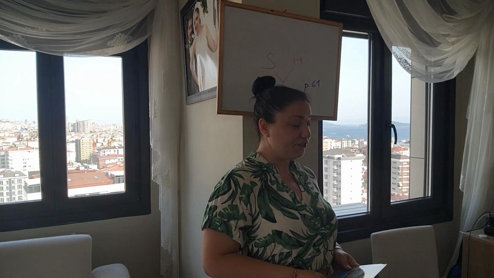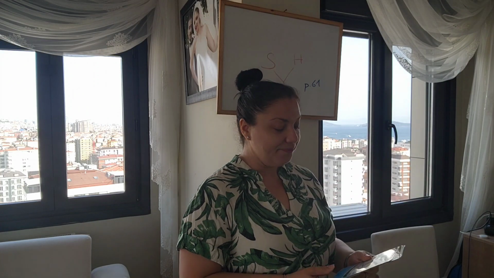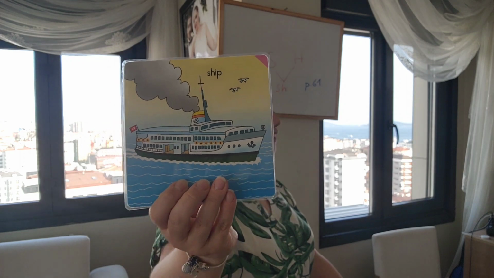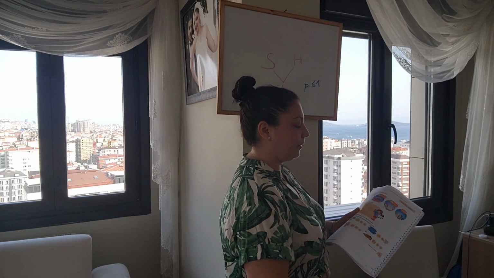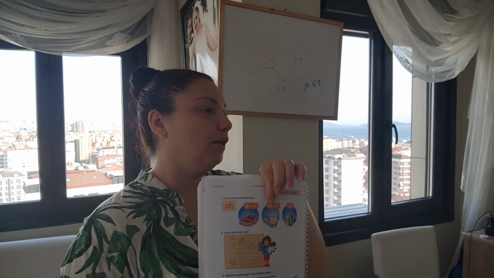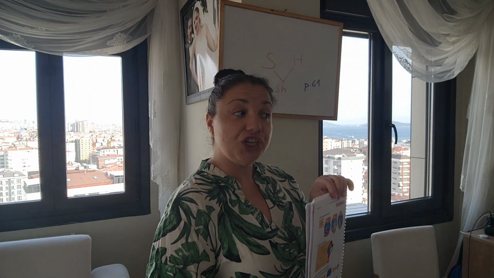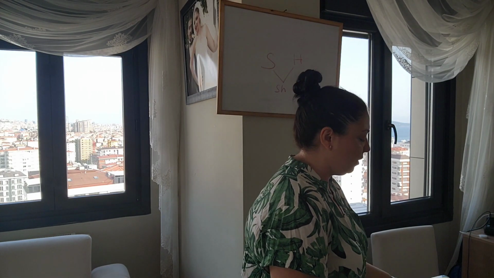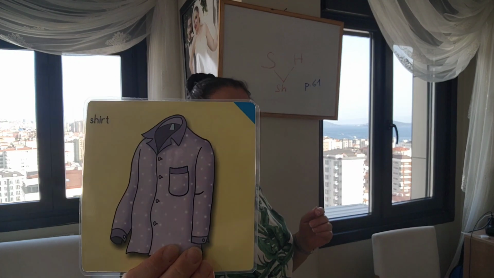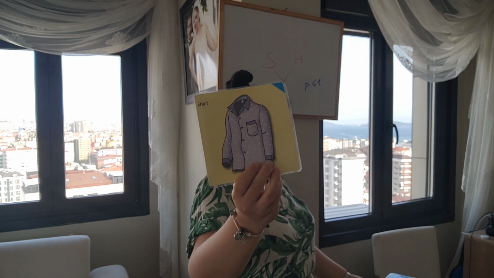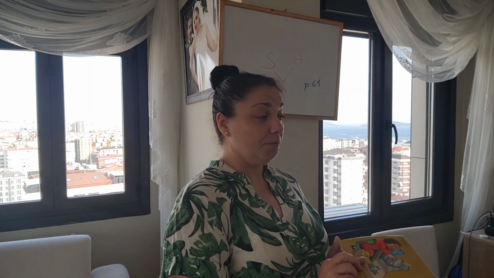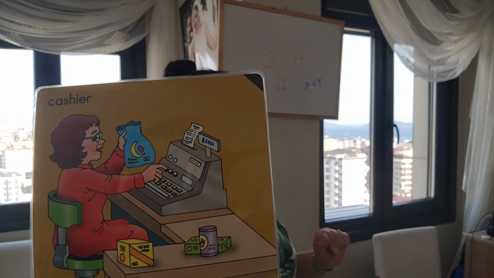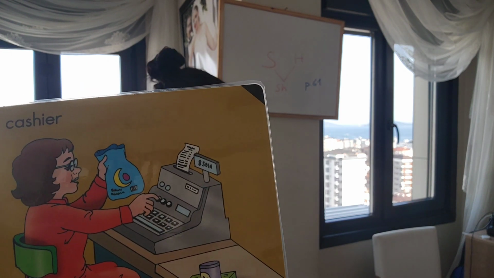And now I want to show you some flashcards. Please say the names and try to find the sh sound, okay? Now, sheep. Yes, very good. This is a sheep. What about this one? We have two E letters here. Sheep. Okay. And the other one. Yes, shirt. What about this? Fish. Very good. Can you please guess? A little bit maybe difficult. Okay. Cashier. Very good.